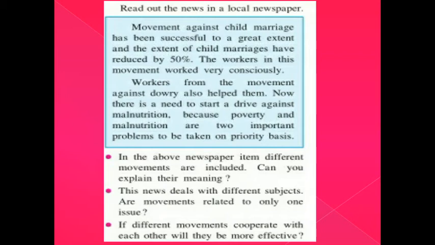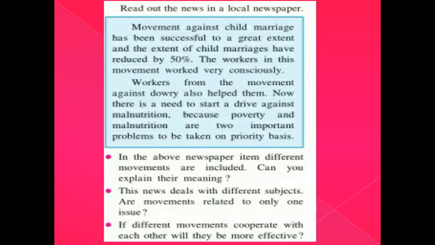Now here a few questions I've asked. In the above newspaper item, different movements are included. Can you explain their meaning? Yes, if we would have one-to-one interaction, I would expect answers from you, but right now I am only giving you the answers.